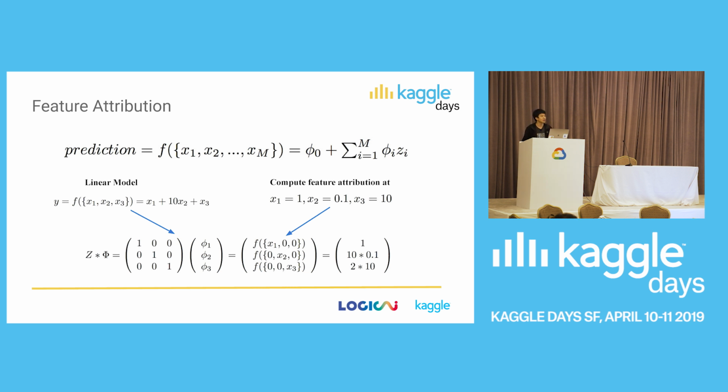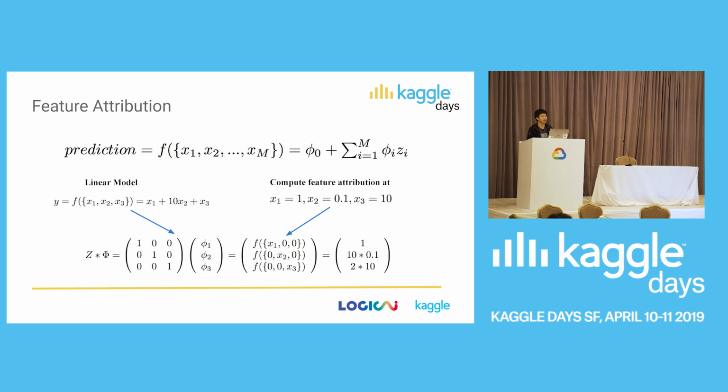And this gives you a system of equations. Basically, the Z is just an identity matrix. You take the inverse, and then you find this phi 1, phi 2, and phi 3. And here there's no bias because there's no bias term in the linear model. All right, so a beautiful linear model.